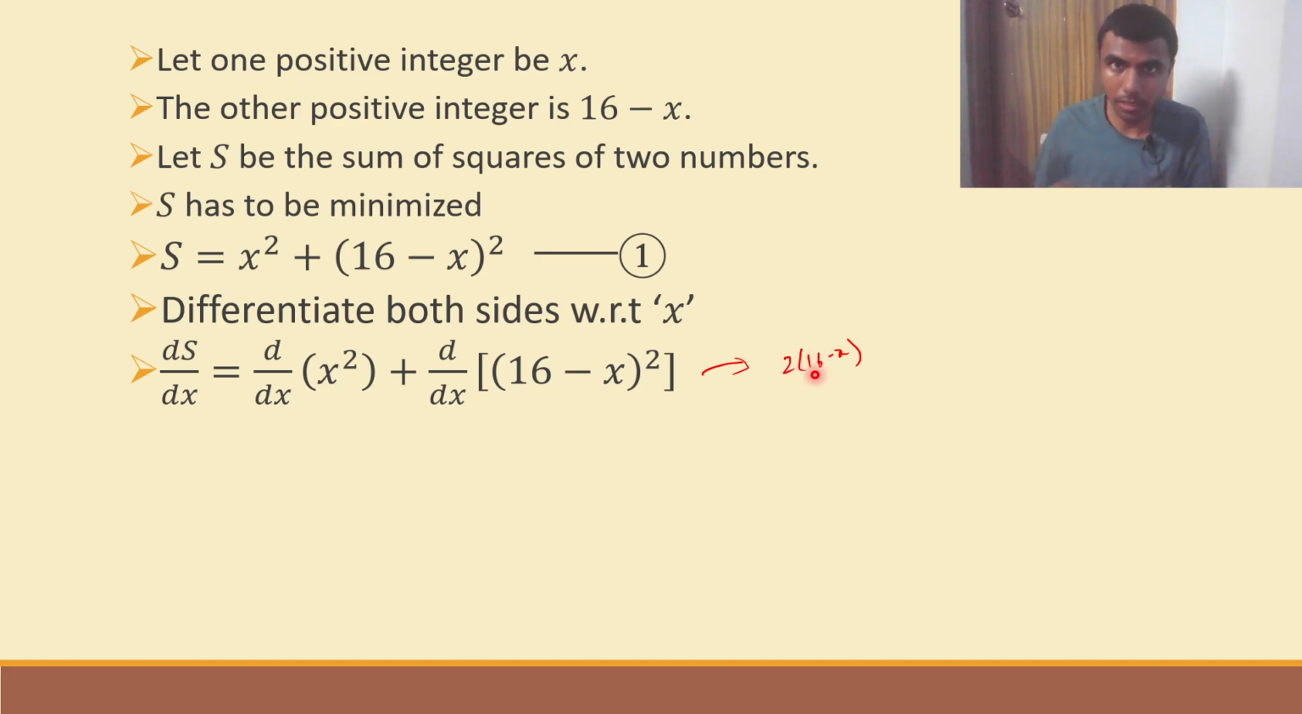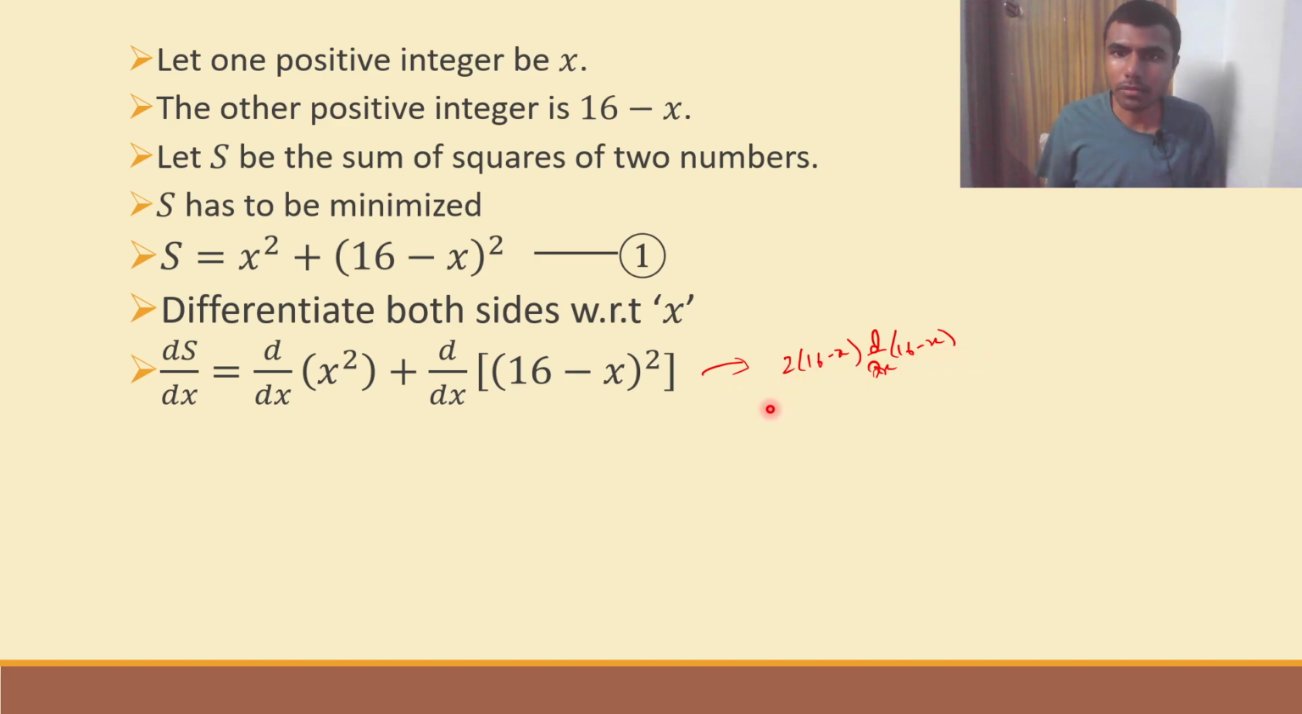But as per the chain rule, here something known as the chain rule will come into the picture. We will get into derivative of (16 minus x) into d by dx of (16 minus x). Now what is the derivative of 16? 0. Derivative of a constant is 0 and derivative of minus x is minus 1.